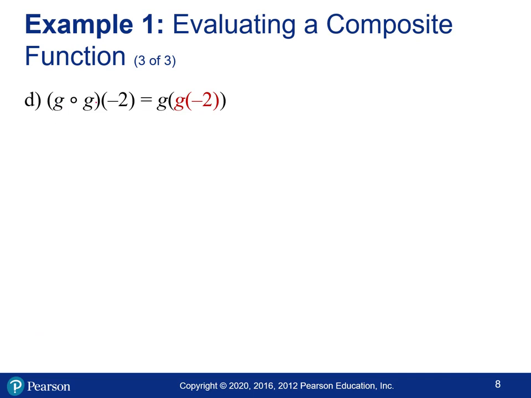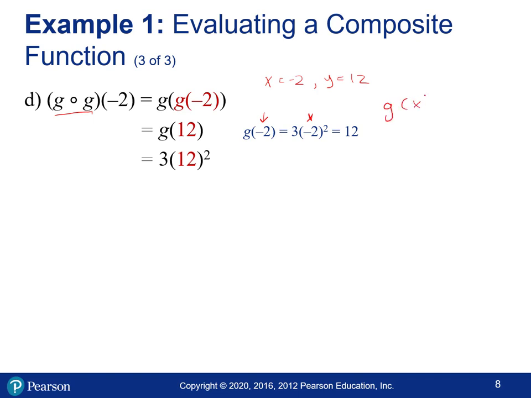Okay, how about this one? g of g of negative 2. Rewrite it as g composed with g of negative 2. Plugging negative 2 into the function for g, where there used to be an x, we're going to get 12. So when x is negative 2, y is 12. And we're plugging that back into the function g because we were told to compose g with itself. So back into the function g, which g of x was 3x squared, we're just plugging 12 into that. So 12 squared times 3 is 432.